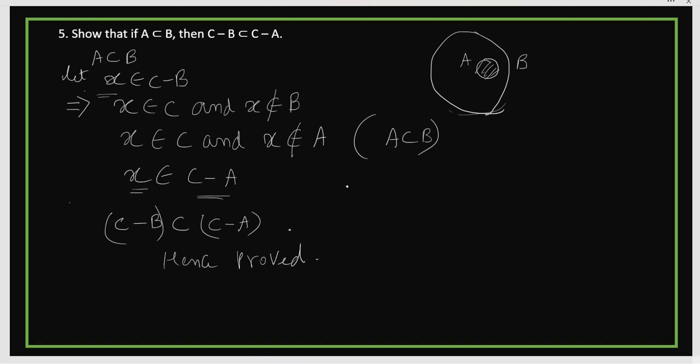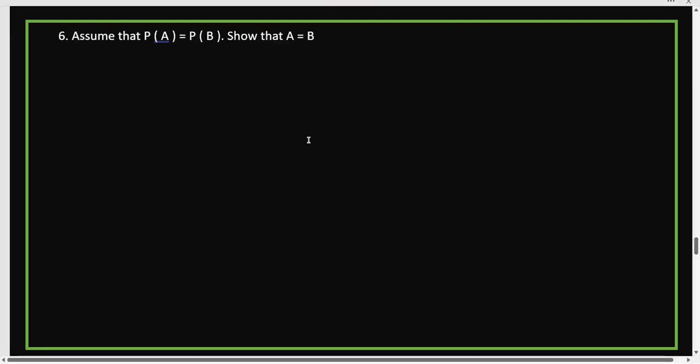Simple, right? With the Venn diagram, it is very simple. Also, algebraically, we have proved it. We'll move to the next question. Here, assume that PA equals PB, so that A equals B.